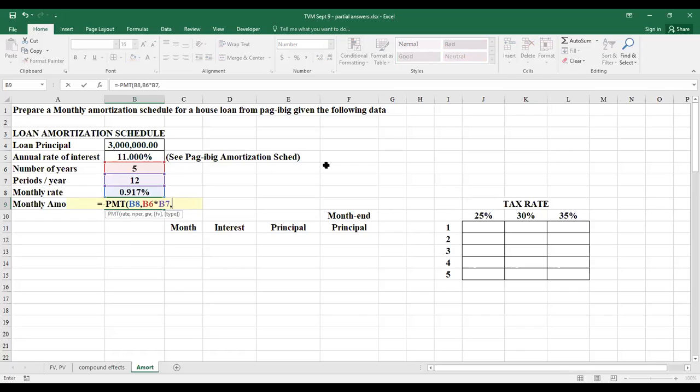Okay, what's our present value? What we will borrow, that's 3 million. And then future value, there is no future value. Type, what is the type? You borrowed, so it's the end of the period. After one period, that's when you pay. So at the end of the first month, that's when you pay, so that's 0. Control Enter. Alright, so this is the monthly amortization. This is what we will pay every month, for 5 years, so 60 monthly amortizations. This is how you get it.